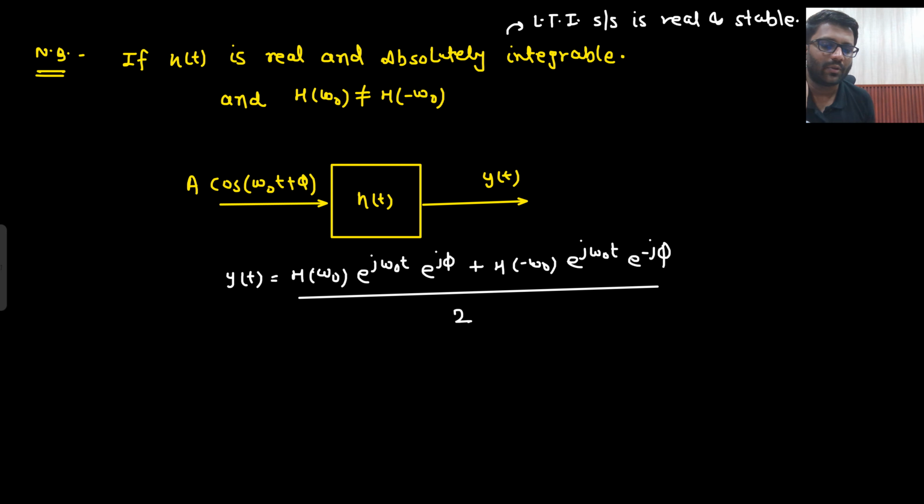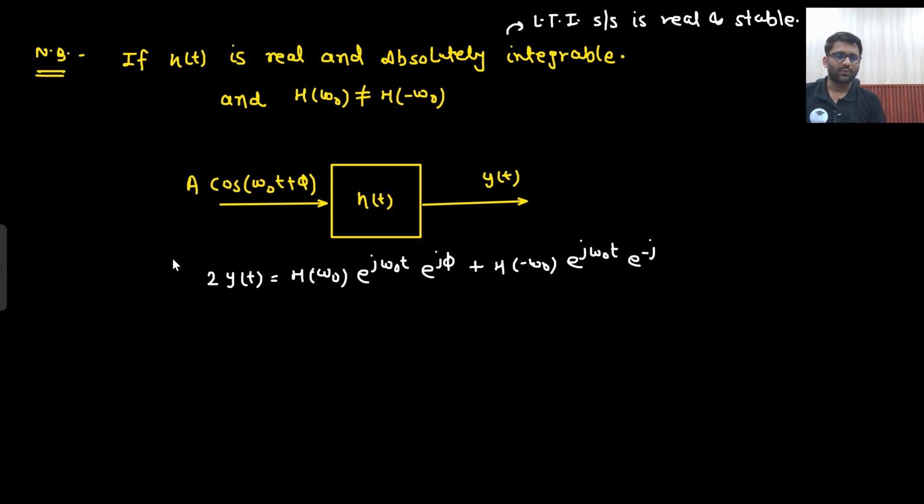Now, this 2 I can multiply here. Now I am saying that h of t is real. This I am calling equation 1. h of t is real. Now if h of t is real, do you remember anything about the frequency spectrum? I hope you remember it. If h of t was real, what did I tell you?